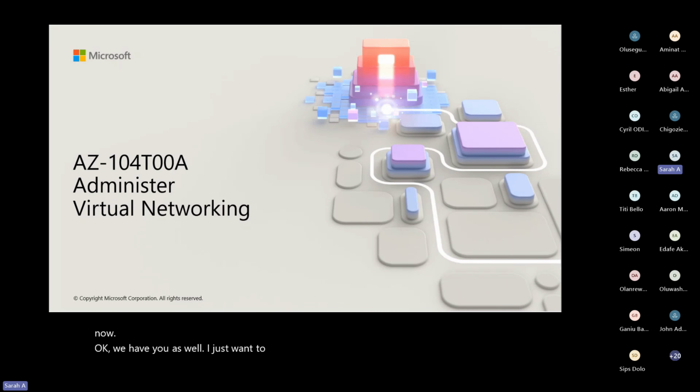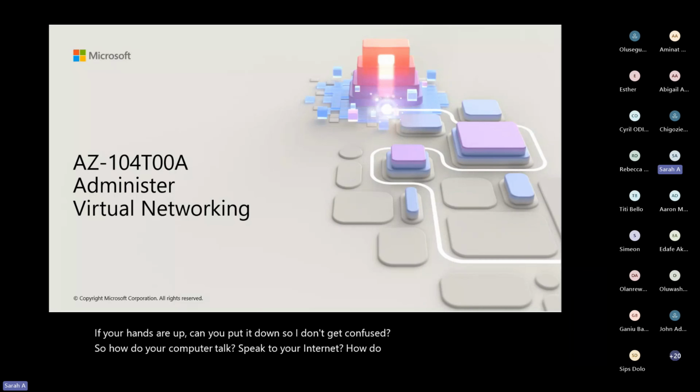So how do computers talk to themselves? How does your phone talk to your computer? How does your computer access the internet? If your hands are up, can you put them down so I don't get confused? So how does your computer speak to the internet? You have a fancy fridge. How does your fancy fridge check YouTube? How does your phone talk to, I don't know, maybe your fancy toilet as well. Maybe your toilet has internet, who knows? So that is where networking comes into place. Computers can exchange information in other ways called networking.